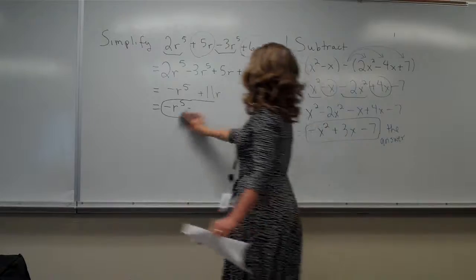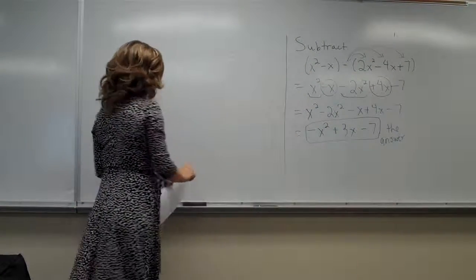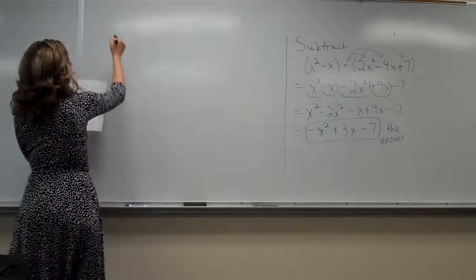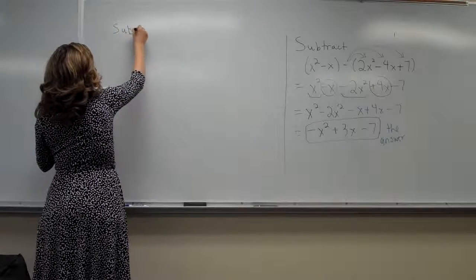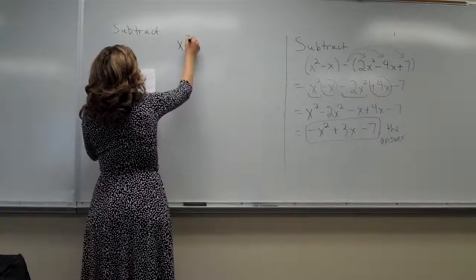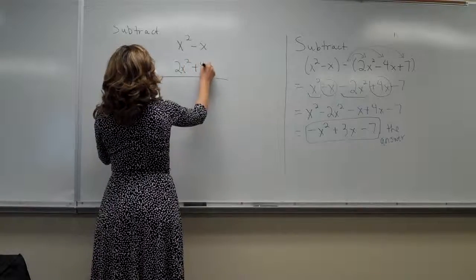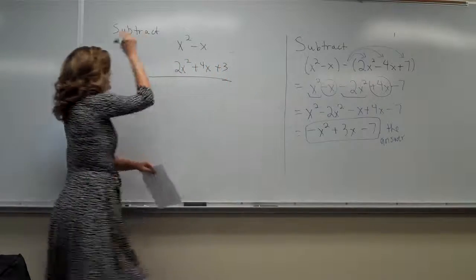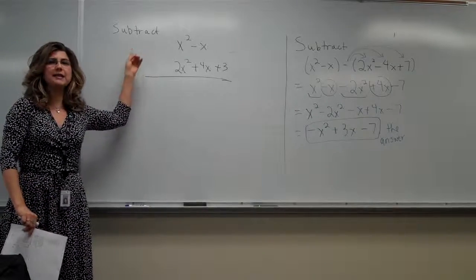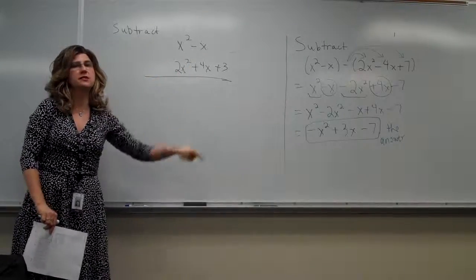Now there are two other ways that this problem might be asked, and I want to point them out because it's not obvious to most students that it's the same question. This same question might be asked as subtract, and then x squared minus x, 2x squared plus 4x plus 3. Notice there's not even a subtraction sign there because the book is expecting you to read the directions. When it says subtract, it's implied that you're going to add in the minus and the parentheses.